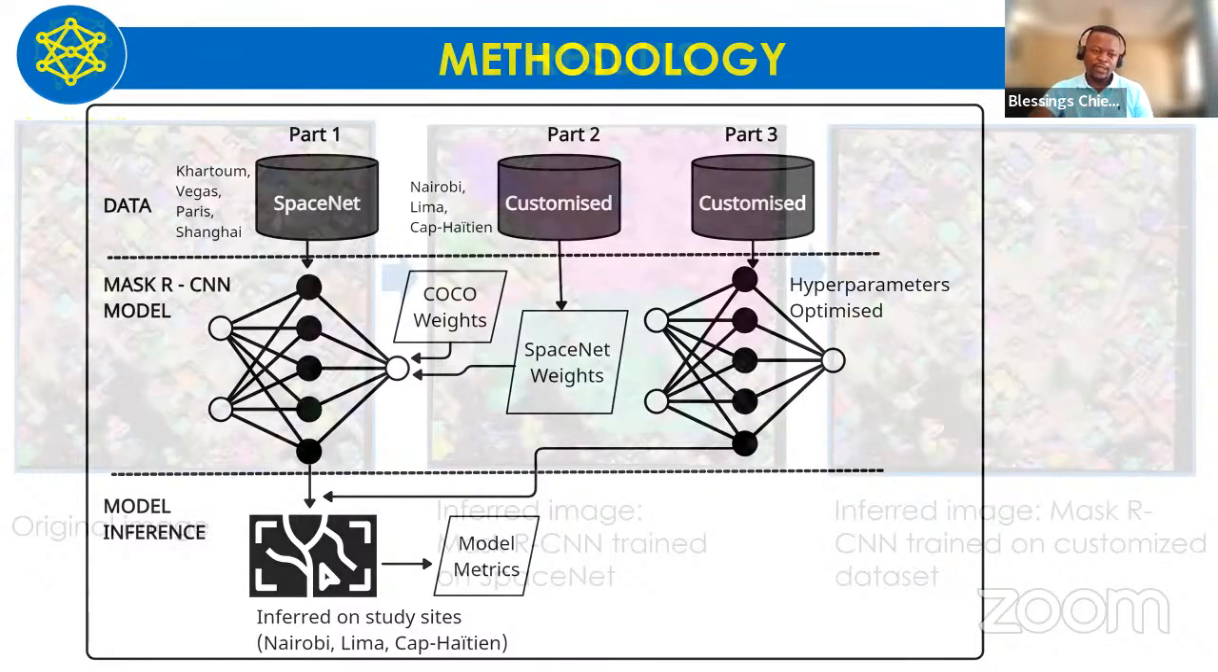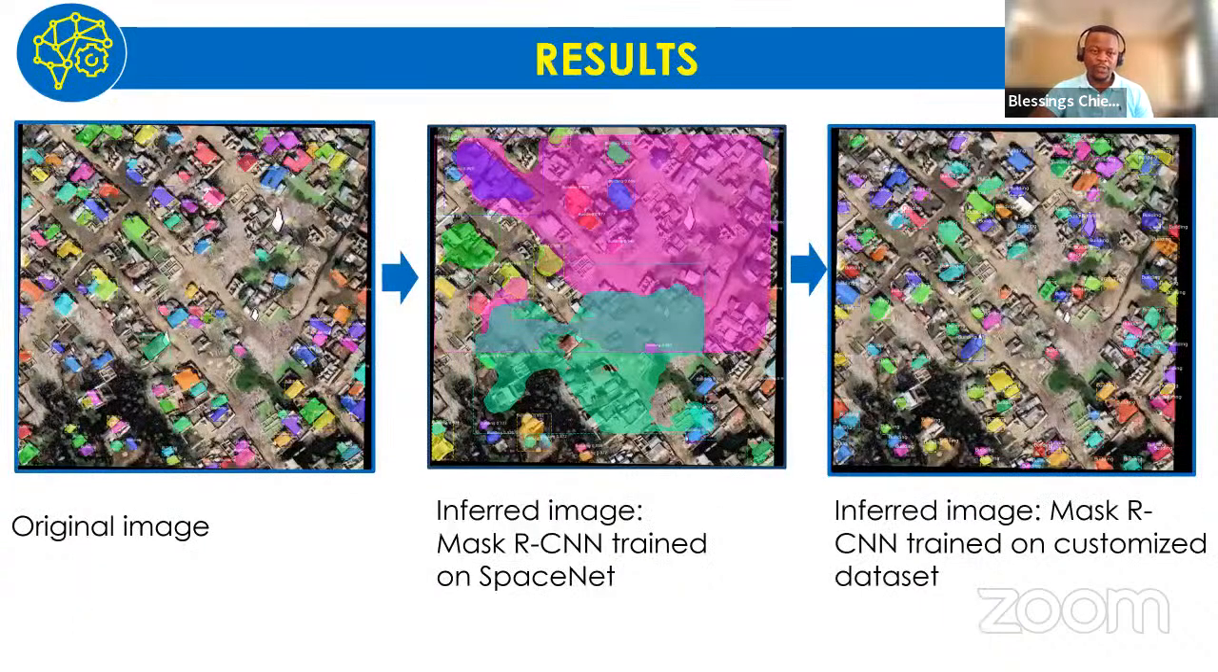So as I said, I had a 3 steps methodology. In the first step, what you are seeing is a result from an original image, how the image looks in satellite imagery, with the labels. The second picture in the middle is an inferred image using a Mask RCNN model that has been trained on SpaceNet. And the last one on the right is an inferred image from a customized model that has been trained on a customized data set.